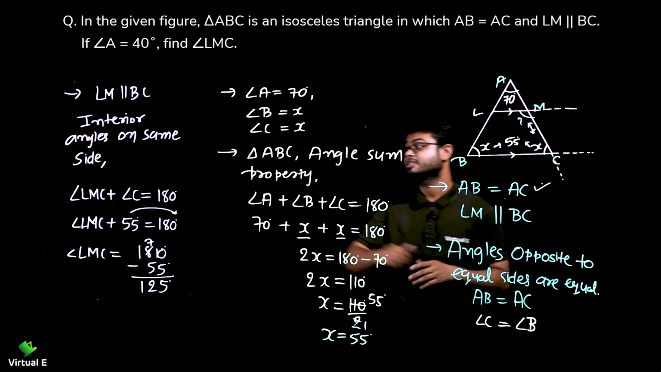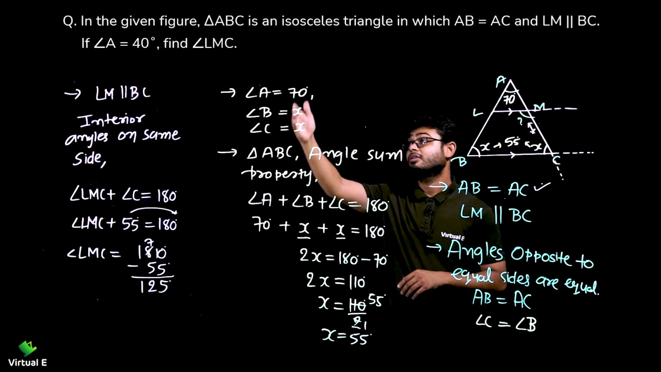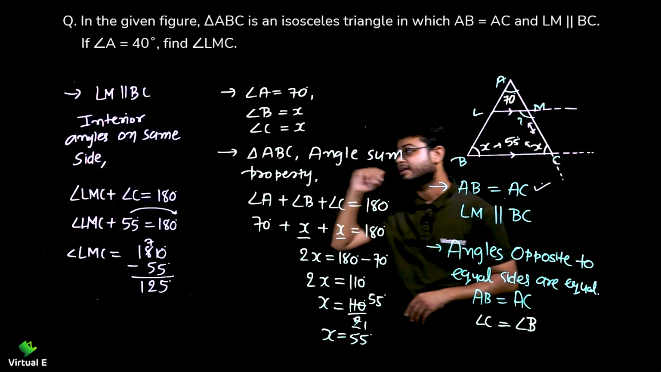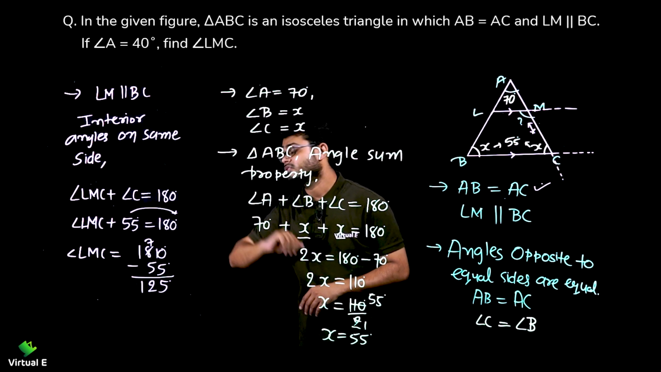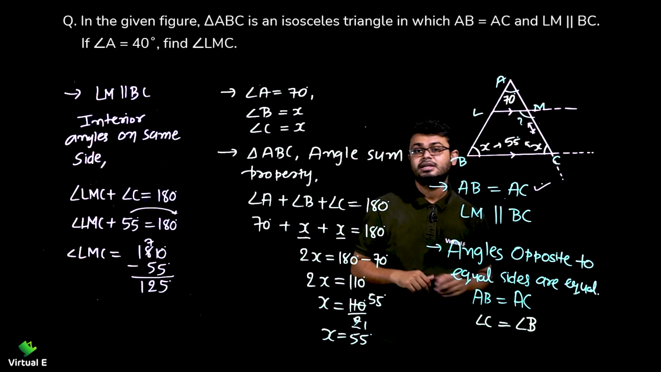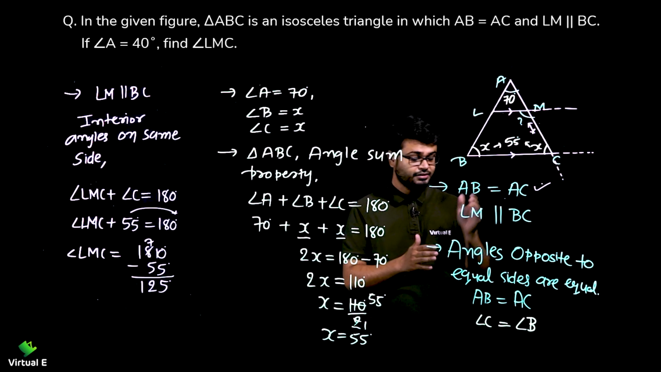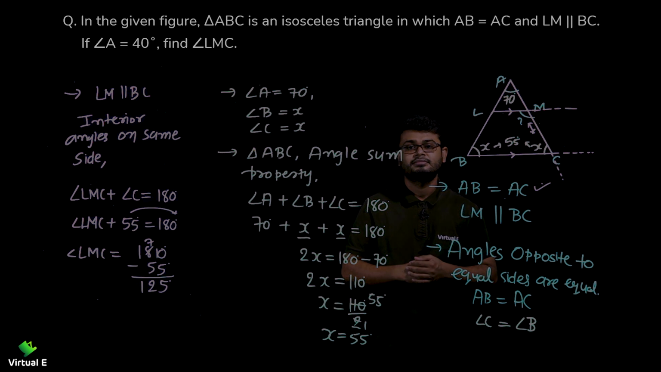We get the two angles equal. Then we have the value of all these three angles. Angle sum property, get the value of the missing angle. Then interior angles on same side because two lines are parallel. So this is how we find the missing angle with the help of the theorem that we discussed.